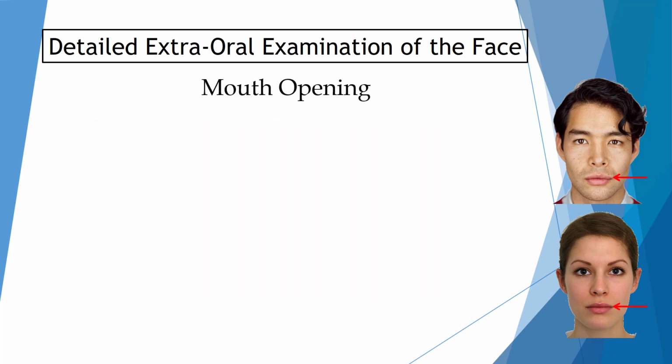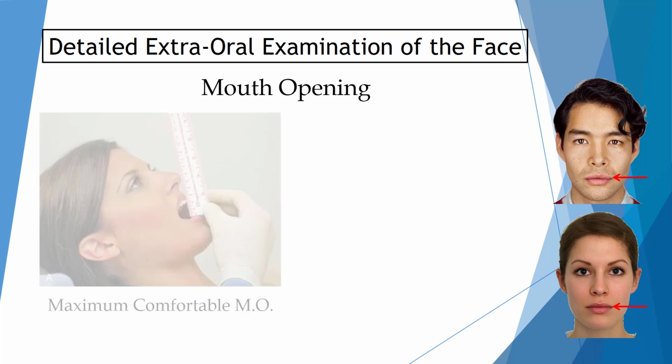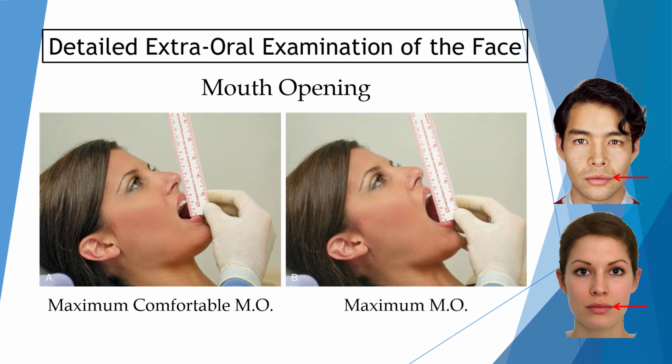Now, the sixth observation needs to be about the mouth opening in a more objective way than just inspecting during the previous temporomandibular joint examination. So measurements such as maximum comfortable mouth opening and maximum mouth opening are relevant to the oral surgeon.